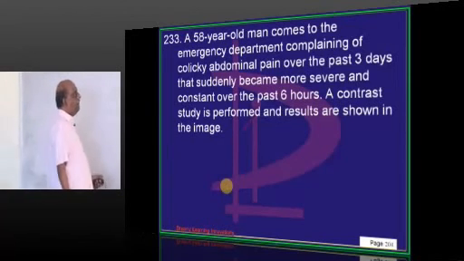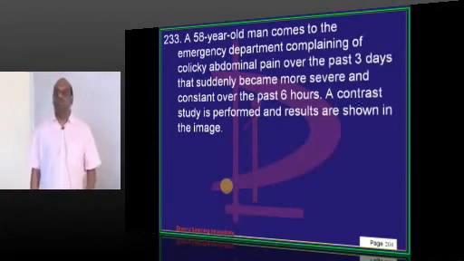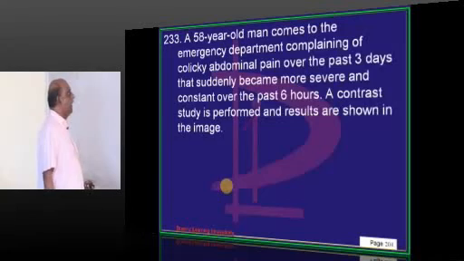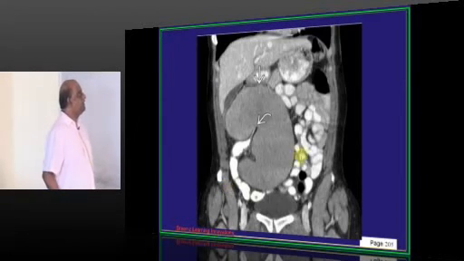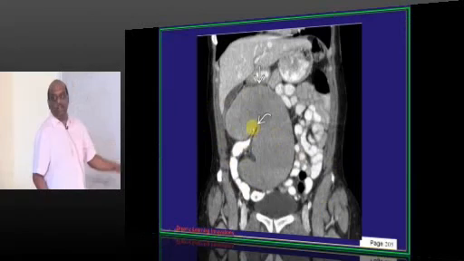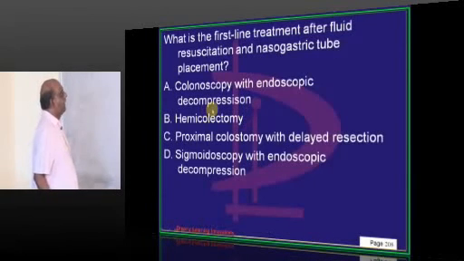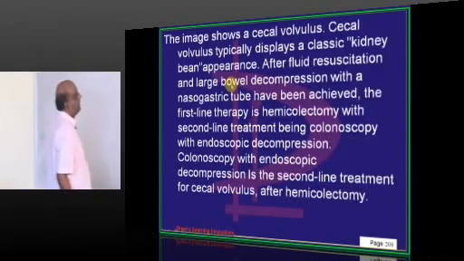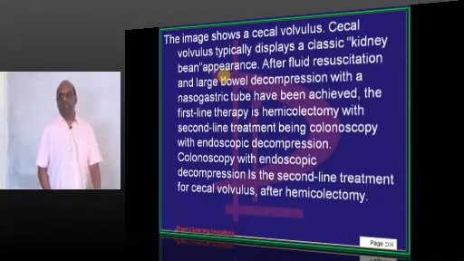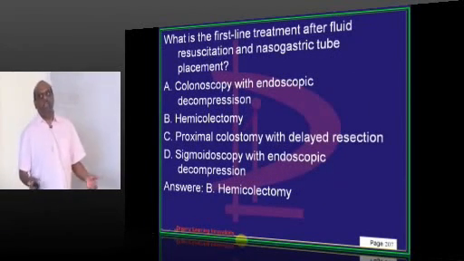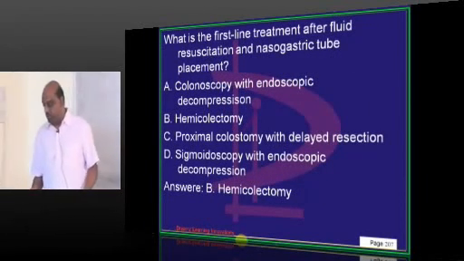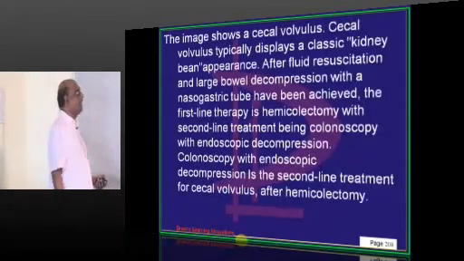A 58-year-old with colicky abdominal pain, which is very severe. A contrast study has been done, and this is typically called the kidney bean appearance. So this kind of appearance is a feature of cecal volvulus. And what is the management? Hemicolectomy is the only rescue for this given clinical condition of cecal volvulus.